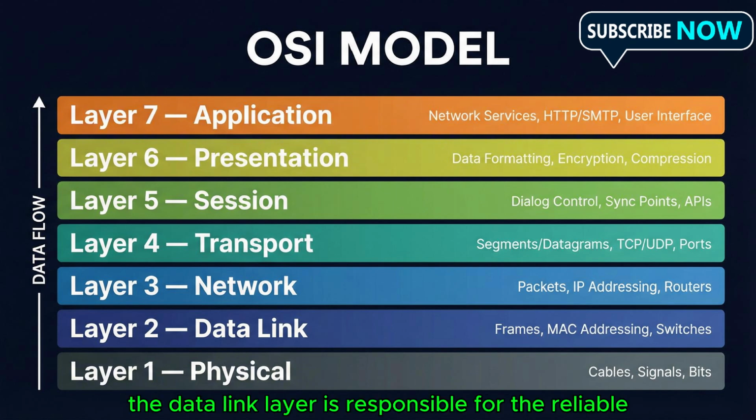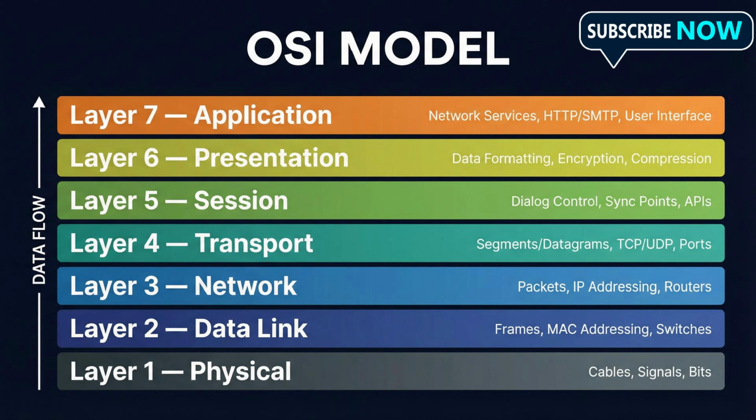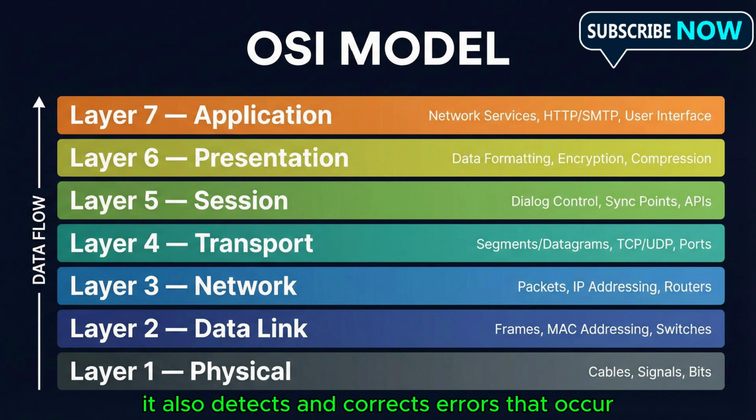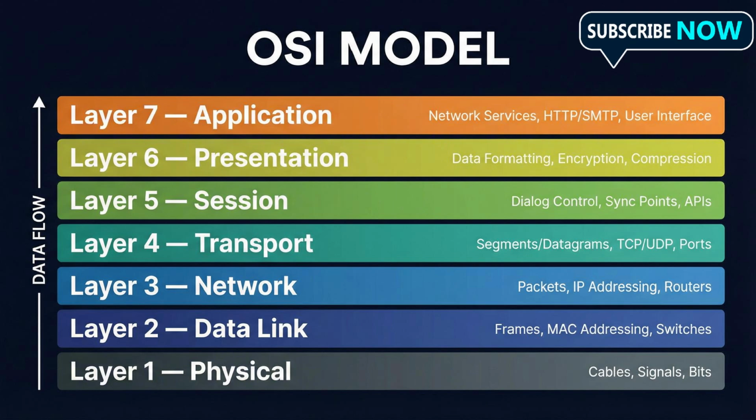The data link layer is responsible for the reliable transmission of data between two devices on the same network. It organizes raw bits into frames, structured units of data with a defined beginning and end. It also detects and corrects errors that occur at the physical layer. The data link layer uses MAC addresses, media access control addresses, to identify devices on a local network.